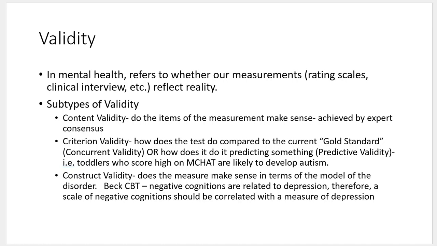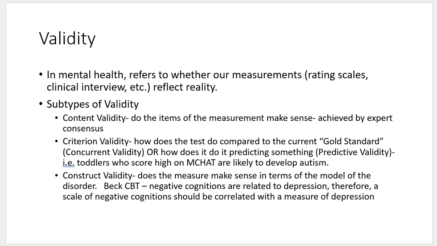Now, criterion validity is how does the test compare to the current gold standard, and that's concurrent validity, or how does it do about predicting something, or predictive validity. So the gold standard might be senior psychiatrists who interview the patients and agree that these patients have major depressive disorder, and then they all fill out the PHQ-9 and they all have high scores. That gives us concurrent validity.